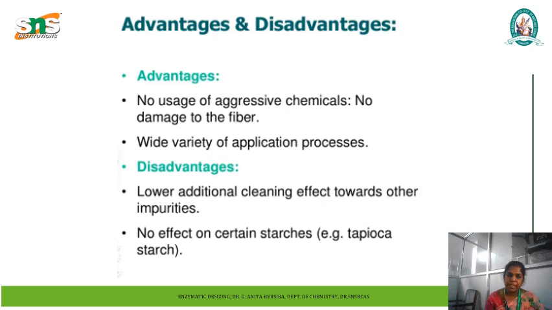What are the advantages and disadvantages? Here we do not use any aggressive chemicals, so there is no damage to the fiber. A wide variety of application processes are available with the enzymes. What are the disadvantages? Lower additional cleaning effect towards other impurities. You cannot expect 100% scouring or else 100% desizing to be done using enzymes. And also tapioca starch cannot be removed by enzymatic desizing.